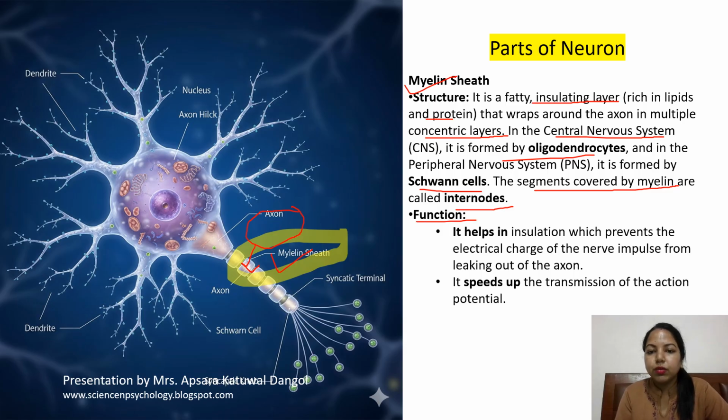Now, let us know about the function. It helps in insulation, definitely, because it is a fatty insulating layer rich in lipid and protein, right? If it helps in insulation, that means it prevents the electrical charge of the nerve impulse from leaking out of the axon. Also, the myelin sheath speeds up the transmission of the action potential. What is the action potential? It is the electrical signal produced while transmitting information.